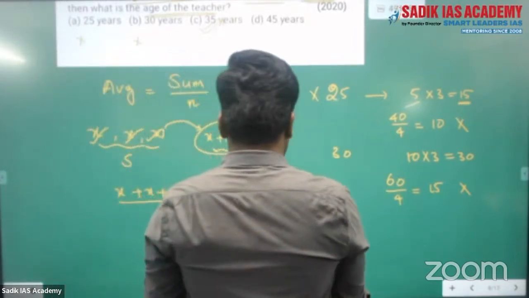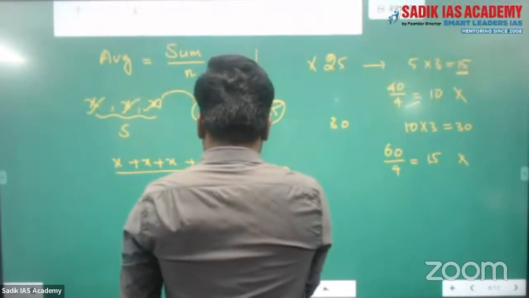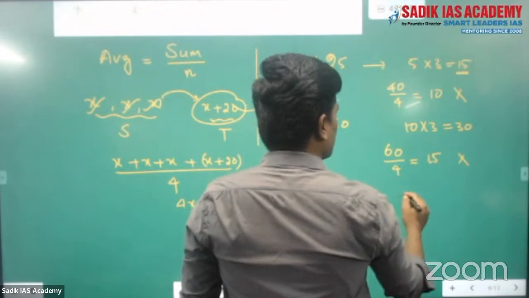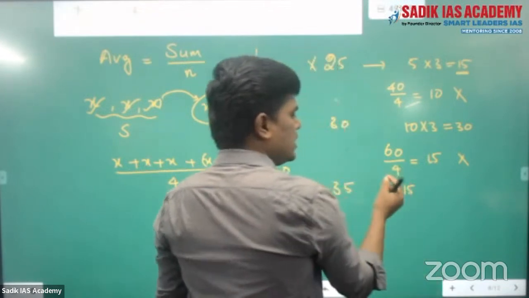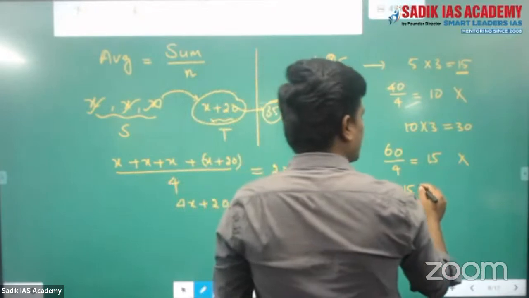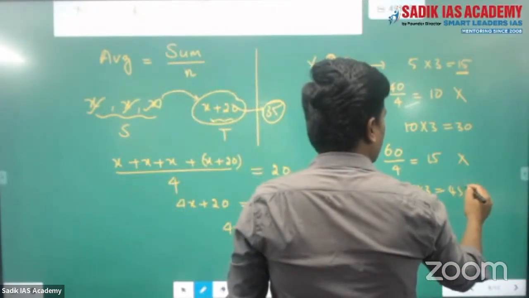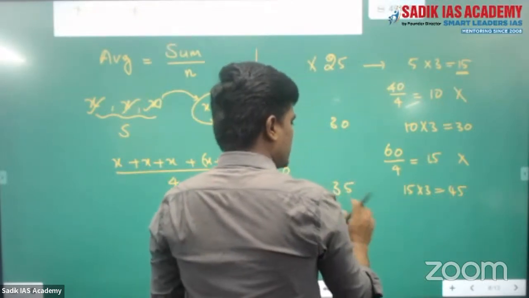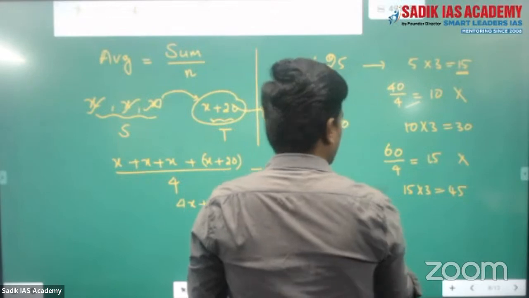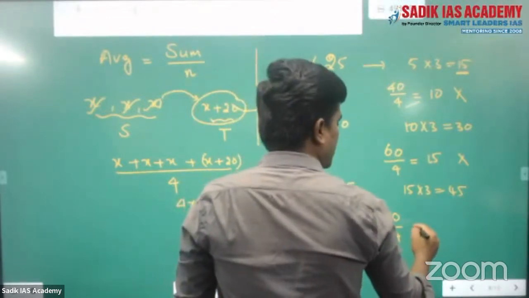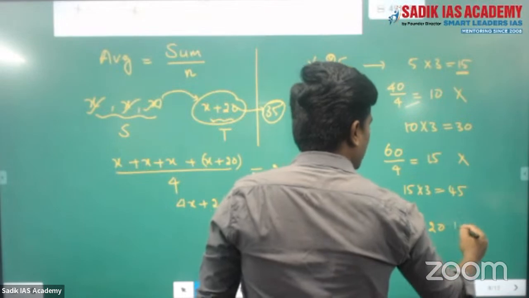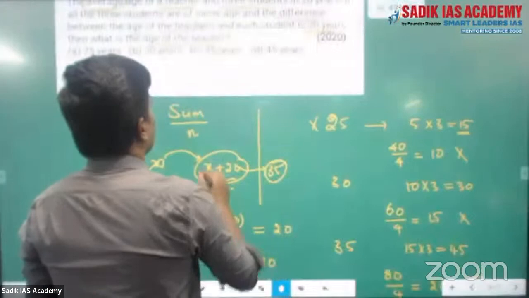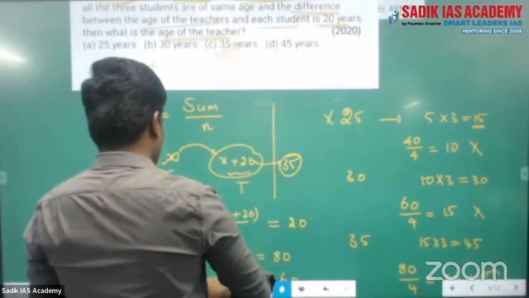So the next option is 35. Teacher's age is 35, means student's age is going to be 15. Each student is going to be 15 years old. 3 students' ages add up to 45. Sum of the ages of the 3 students and the teacher is going to be 80, 35 plus 45. If I find the average, it is going to be 20. Now only I'm getting the average as 20. Therefore again in this case also, 35 is the correct answer.